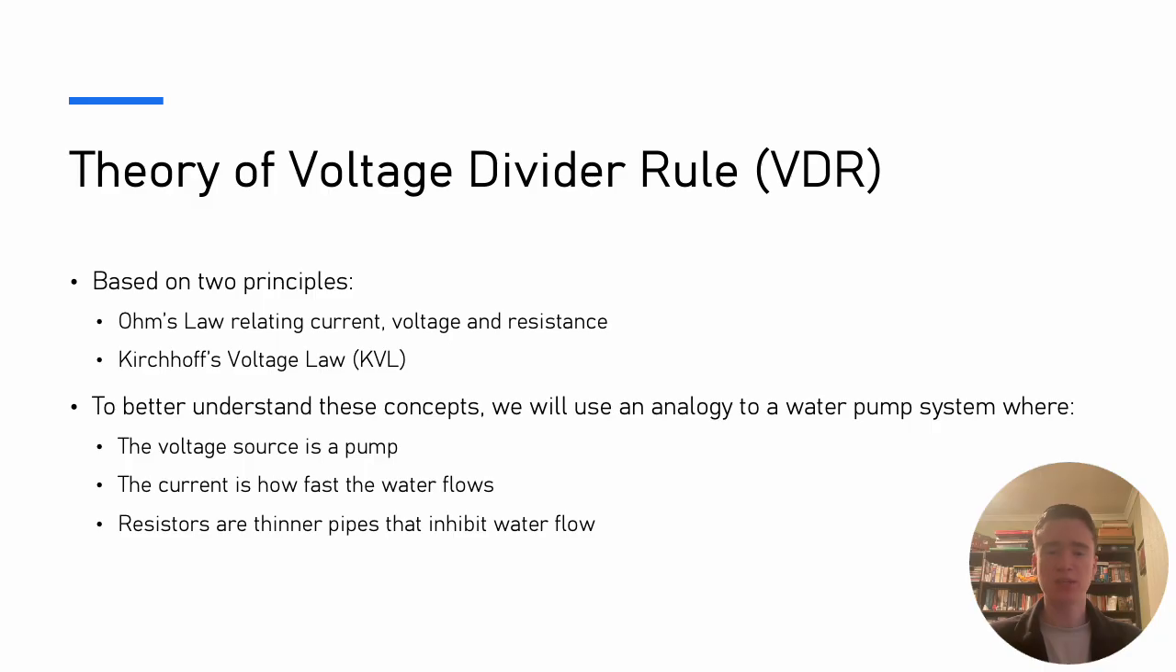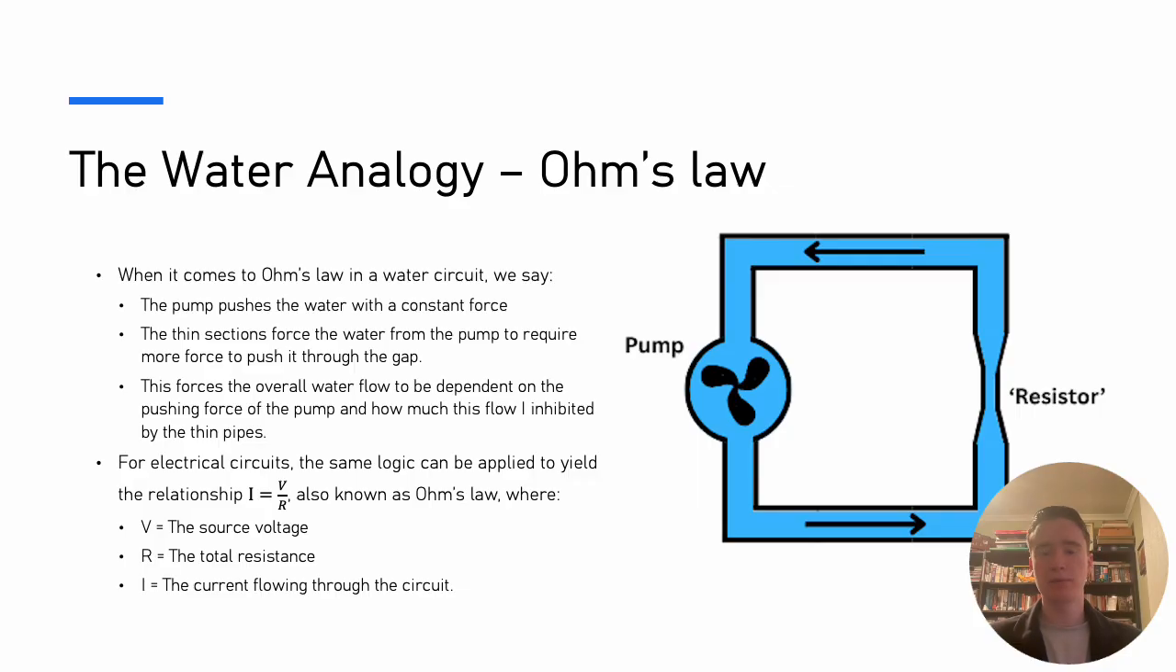To explain these, we can use an analogy with water flowing through pipes. In this analogy, voltage is like a water pump, resistors are thinner sections of pipe, and current is how fast the water flows. When the pump pushes water through the pipes, it will flow at a certain rate depending on the strength of the pump. If the water must be pushed through thin sections of pipe, it will take more time to flow through the loop. This roughly explains how Ohm's law works.